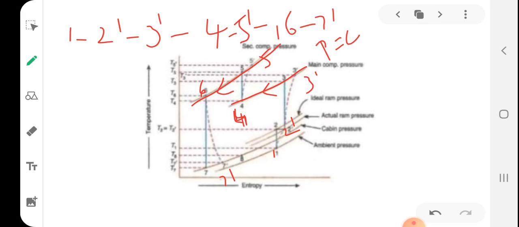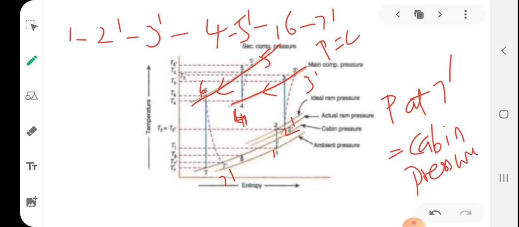The pressure at 7 dash should be equal to the cabin pressure, the pressure which should be maintained in the cabin. So that line is called the cabin pressure. Then this is the ambient pressure. From ambient pressure, it is compressed reversibly like this, not isentropically, to 2 dash. Sorry, this is not compression, this is ramming. Then after ramming, compression takes place. After compression, cooling in the first heat exchanger. Then again secondary compression. After secondary compression, again cooling in the heat exchanger.